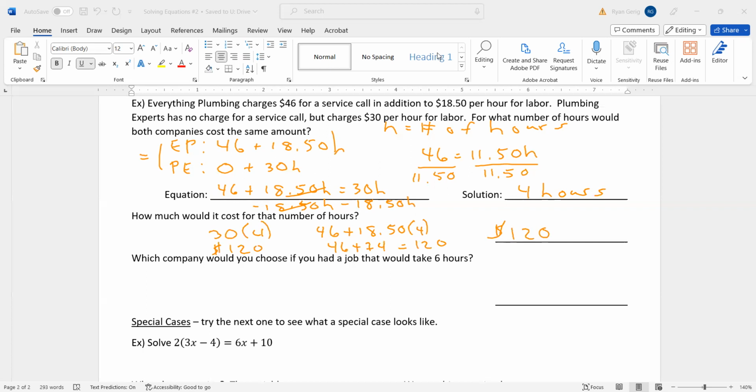So you could do what we just did above. 30 times 6 is 180 for Plumbing Experts, or 46 plus 18.50 times 6. So 18.50 times 6 is 111, plus 46 is $157. So Everything Plumbing would be the cheaper route. That would be the company you would want to choose for a 6-hour job.